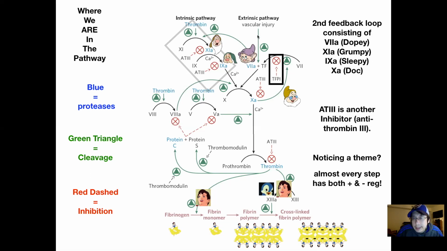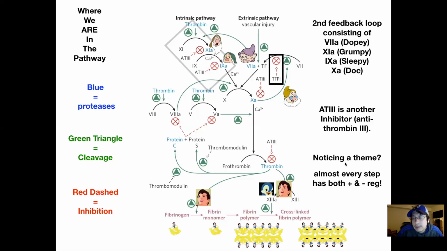So in the intrinsic pathway, the primary, we had 2 inhibitors, right? Antithrombin 3 and tissue factor pathway inhibitor. In the earlier part of the intrinsic pathway, we're dealing primarily with antithrombin 3.